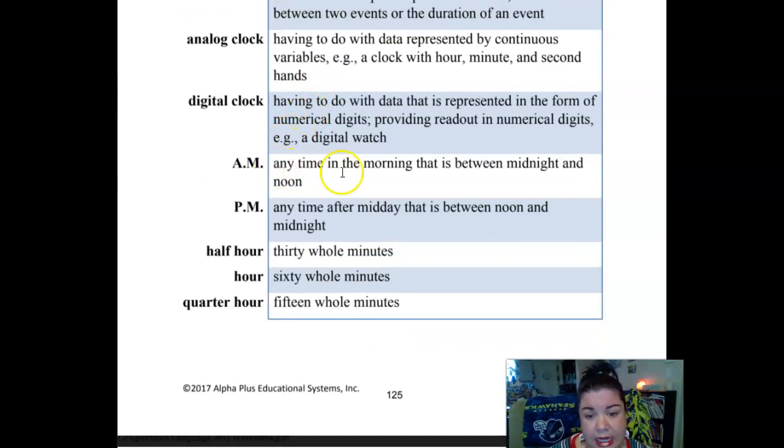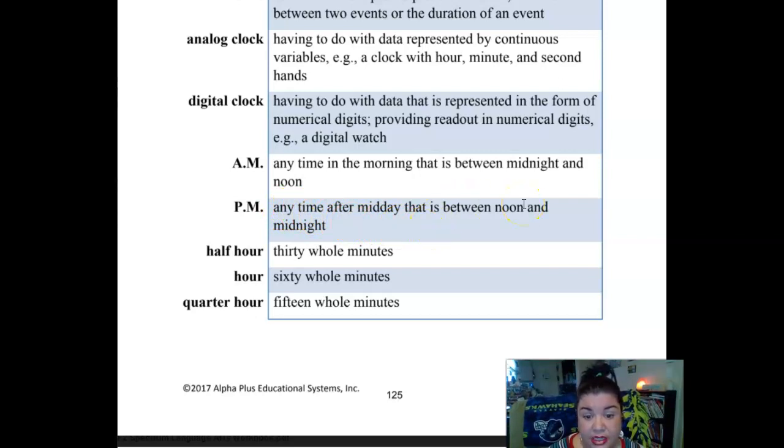All right, let's look through here. So AM is any time in the morning that's between midnight and noon. So midnight, 12 a.m. in the middle of the night, to 11:59 a.m. And then when it switches to 12 noon, that becomes PM. And that's from 12 noon in the middle of the day all the way to 11:59 at night. Yeah, that's how you know the difference.